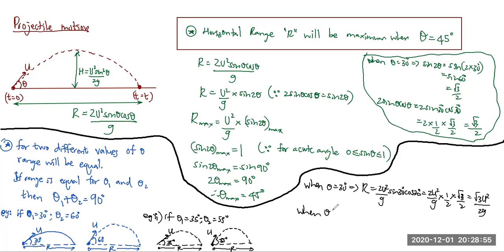And when theta is 60, what is R? R will be equal to 2u squared over g sine 60 cos 60, equals 2u squared over g into root 3 by 2 into half. It will be the same value, right? Root 3 u squared over 2g. So this is a small mathematical proof. Even for other angles, it will be the same. But we don't know the value of cos 35, sine 35, cos 55, sine 55. So let's not go there.